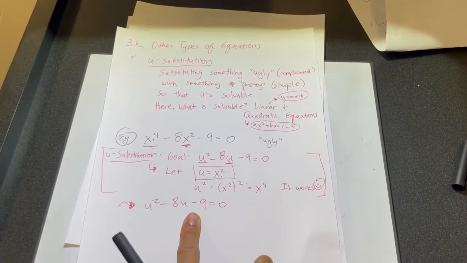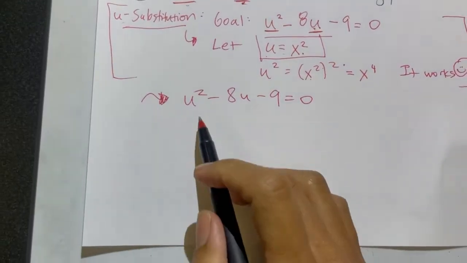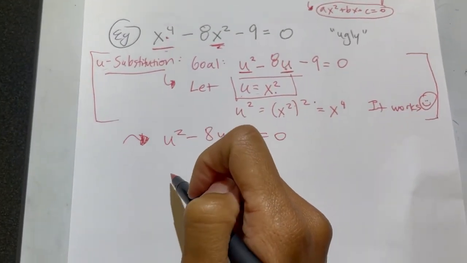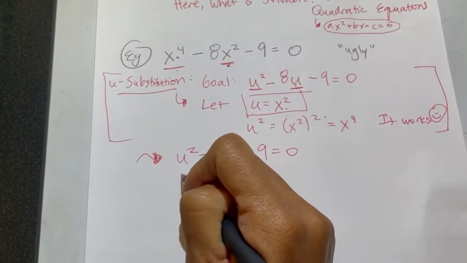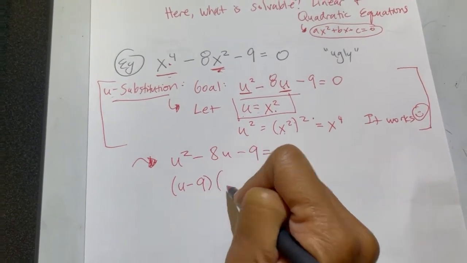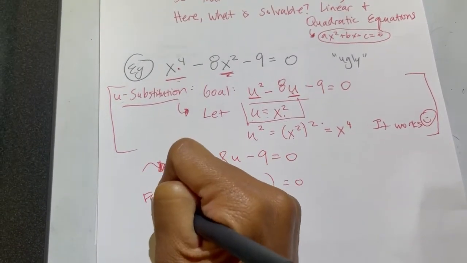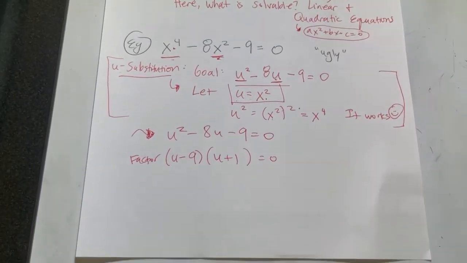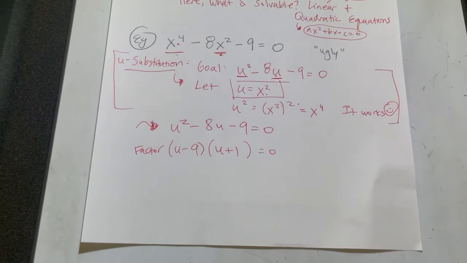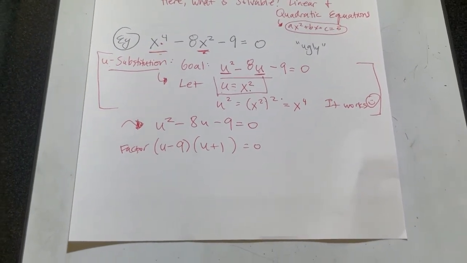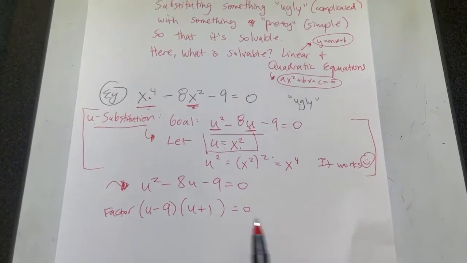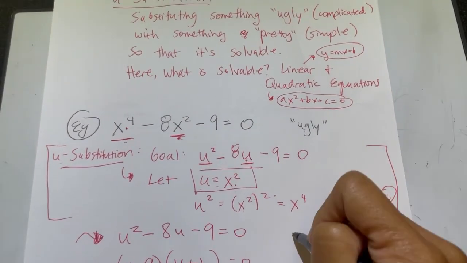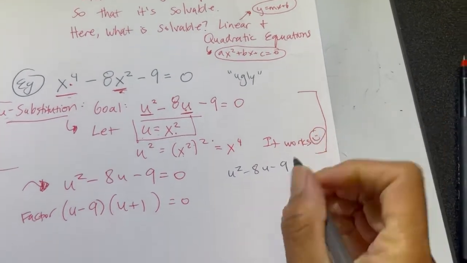Mm-hmm. I sure can. So when we factor this, what do we get when we factor it? U minus 9. U plus 1. Does anyone need me to work out how this happened? Everyone good? No shame in the game? Yes? Okay. So here's a side work. I'm going to do u squared minus 8u minus 9.